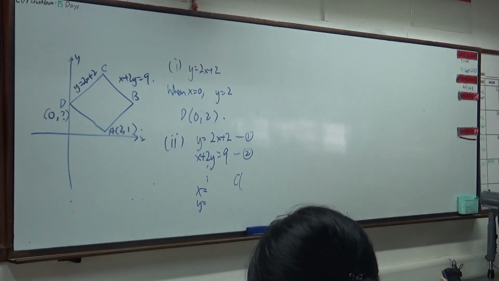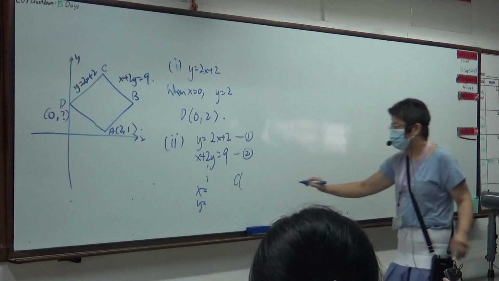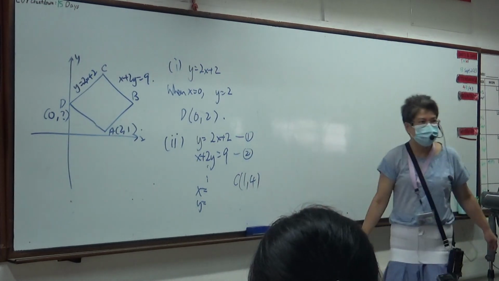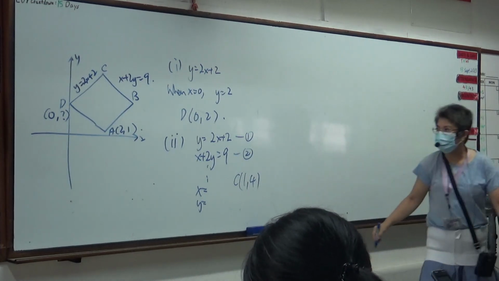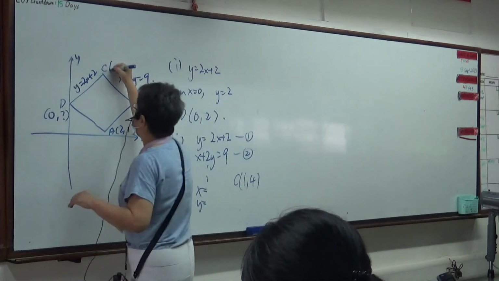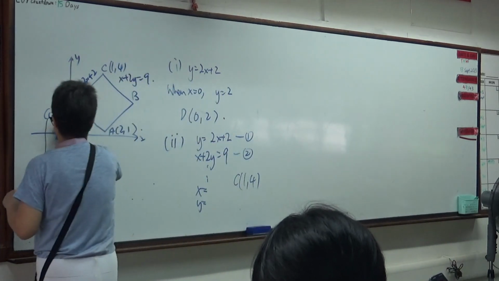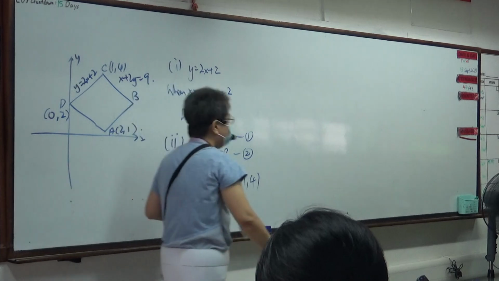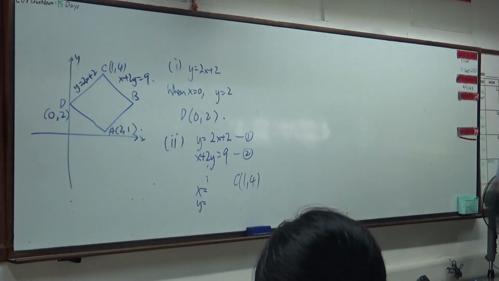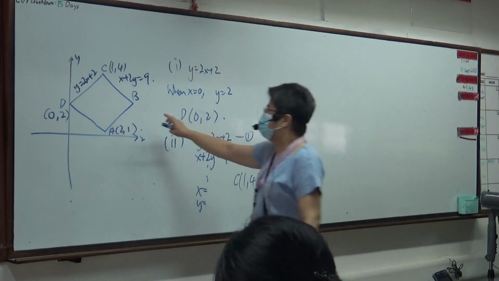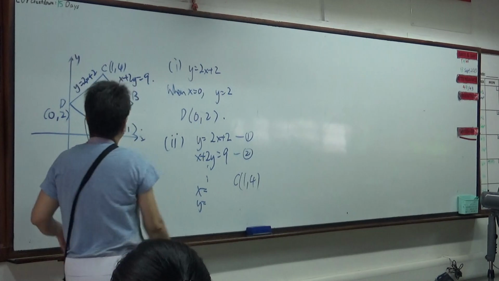let me just check the answer, 1, 4. Everybody clear? C is 1, 4. Okay, I always write down my information. So this is 1, 4. This is 0, 2. Okay, then this part 3. Find the coordinates of B.